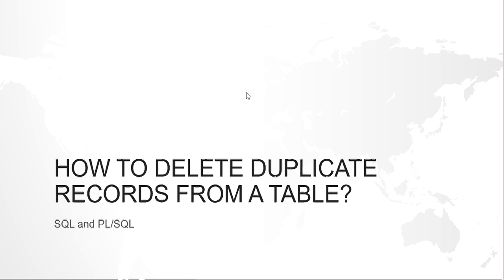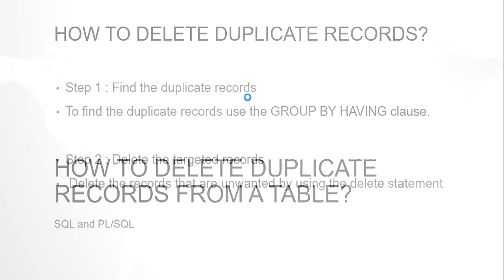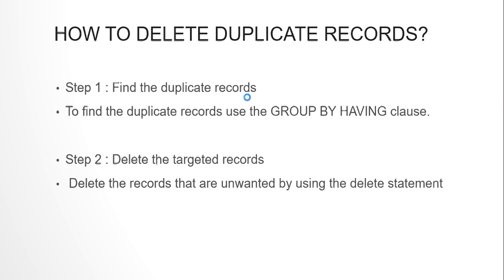This trick contains two steps. Step 1 is to find the duplicate records. You can do it by using a group by having clause, or else you can use the row number function, and you can find the duplicate records. And step 2 would be deleting these targeted records. I'll show you a small example through which I'll demonstrate how to find and delete such duplicate records.